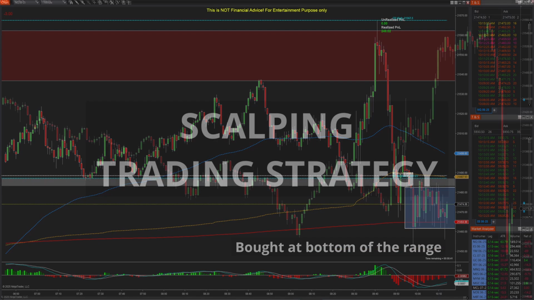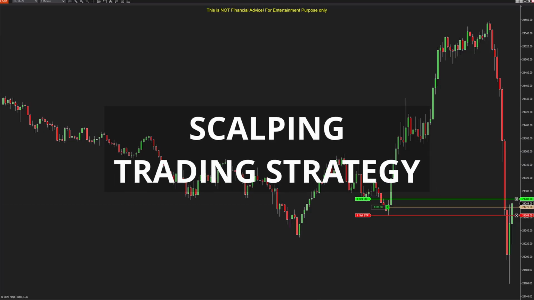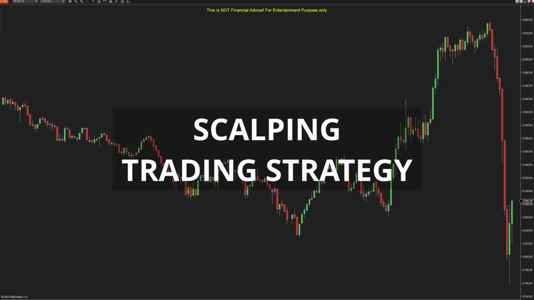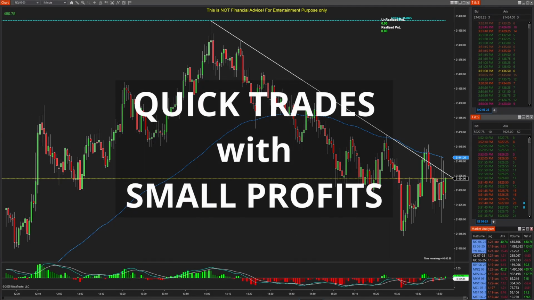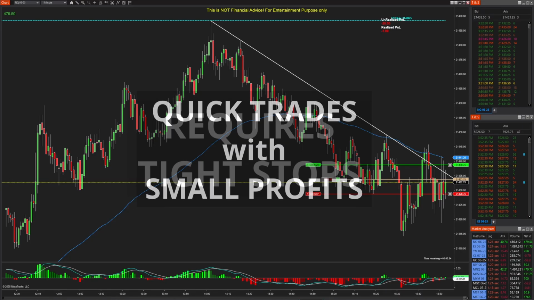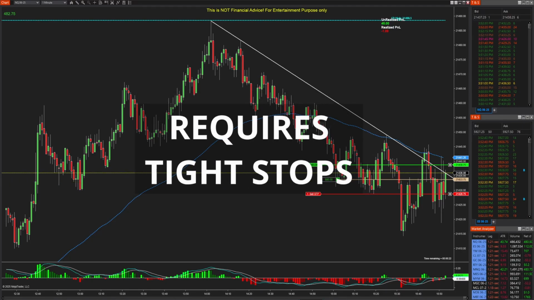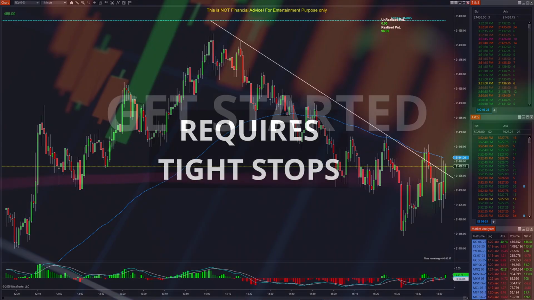Scalping is a trading strategy that involves making multiple small trades in a short period, typically within a few minutes. The goal is to capitalize on small price movements and lock in profits. But here's the thing, scalping is not for the faint of heart. You need to be able to handle high-frequency trading, tight stop losses, and significant market volatility.